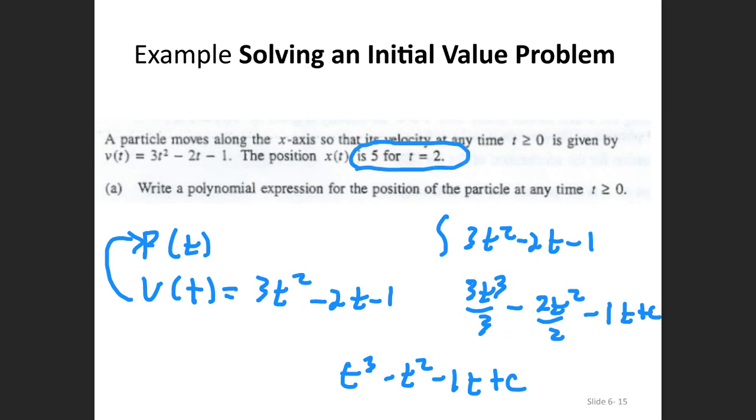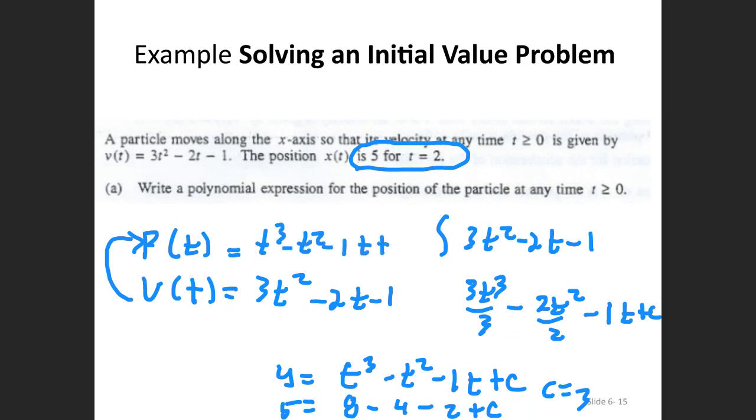And they gave me a value. They told me when t is equal to 2, the position is 5. So 5 is equal to, and I'm going to plug 2 in here, 2 to the third is 8, minus 2 squared, which is 4, minus 1 times 2, which is 2, plus c. I'm trying to solve for c, so I know what the exact position function is. So 8 minus 4 is 4, minus 2. If I subtract off 2 from here, that gives me c is equal to 3. So my position function is t to the third minus t squared minus 1t plus 3.